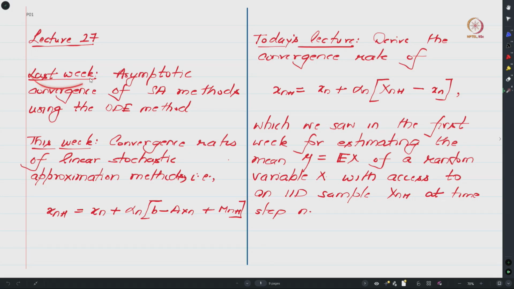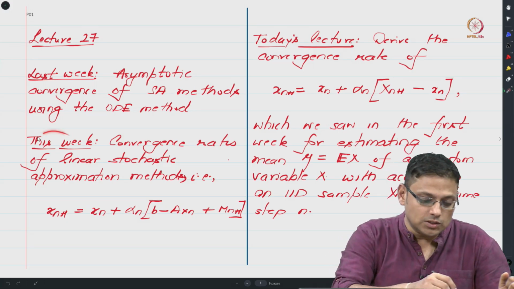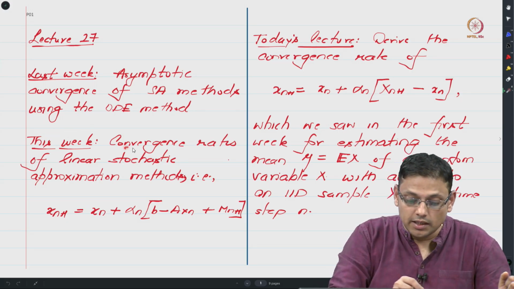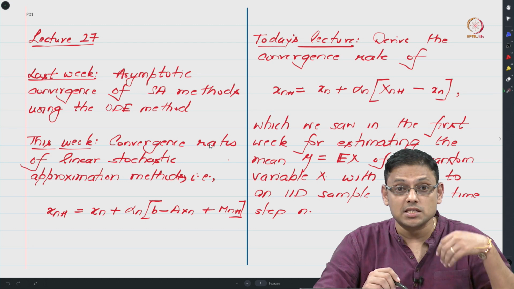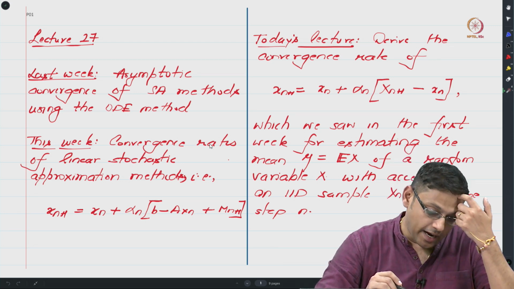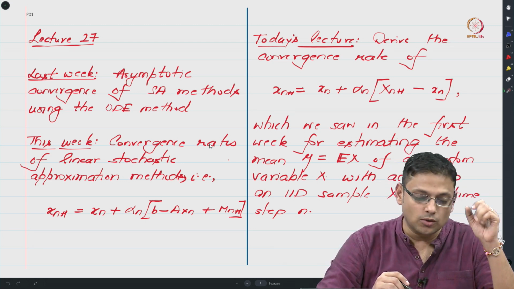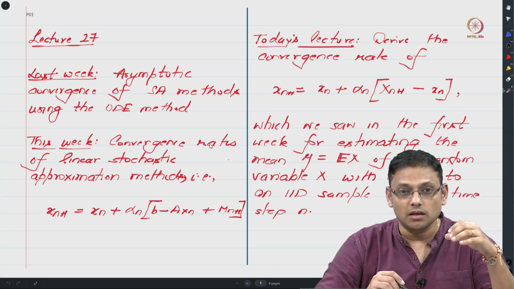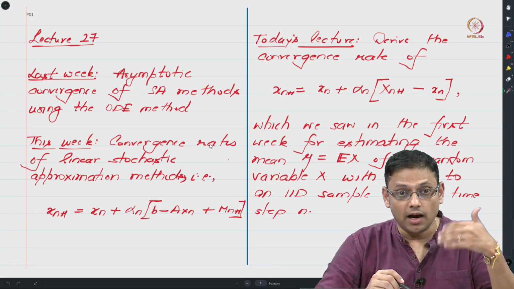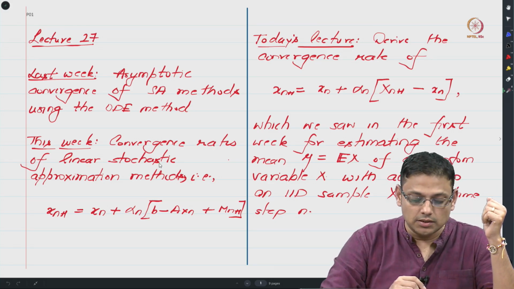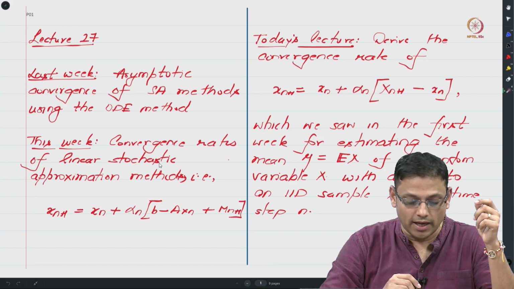So last week we looked at asymptotic convergence of stochastic approximation methods using what we called the ODE method. In this week we will look at the convergence rates, which means how fast do you converge, and to keep things simple and to get the key idea out, we will focus on the simple case of linear stochastic approximation.